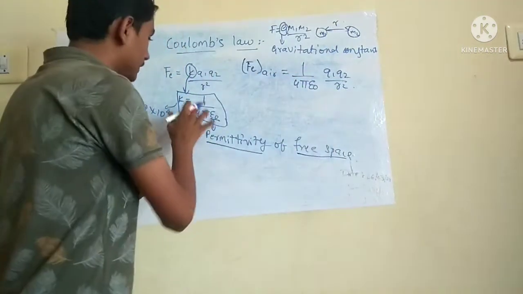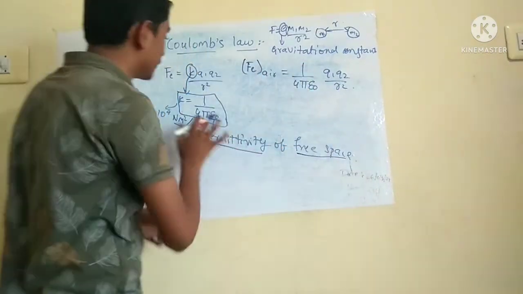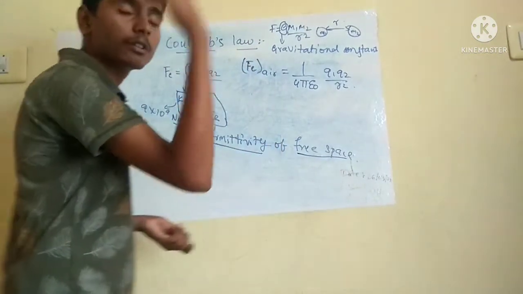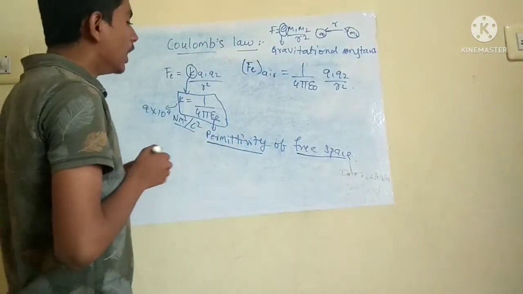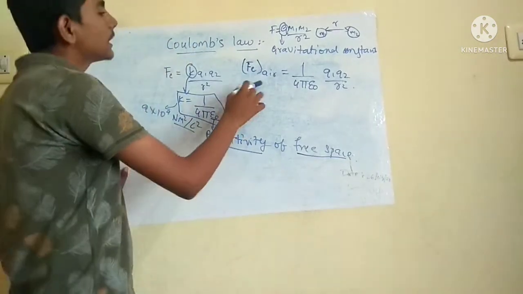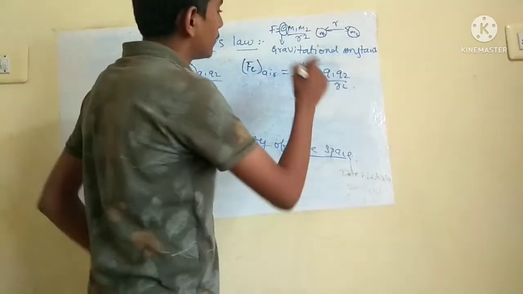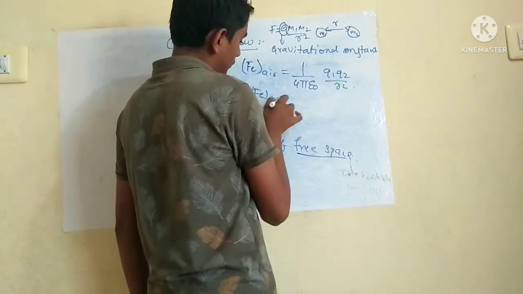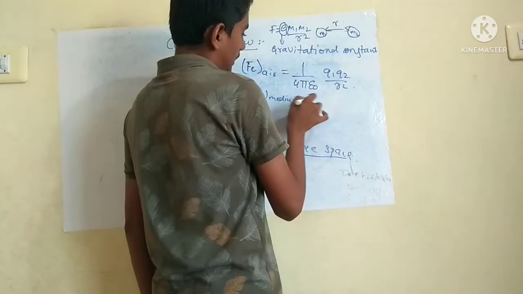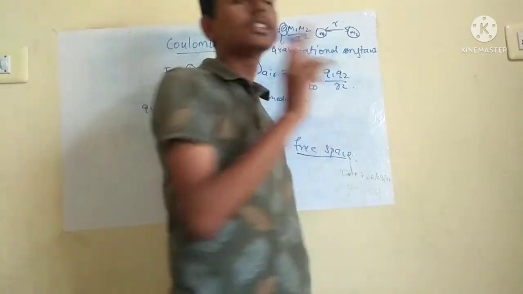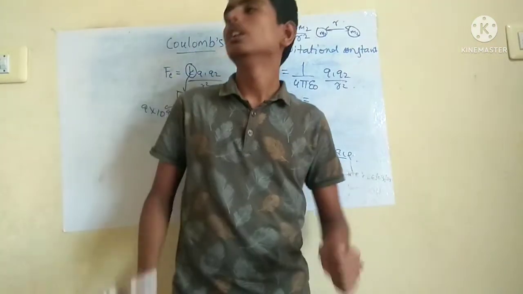Okay, but this k will vary from medium to medium because of this epsilon naught. This epsilon naught, the permittivity, will vary from one medium to another medium. How it varies? Now let's see. If you consider air as the medium, the force is this much. If you consider any medium other than air, then the electrostatic force between those charges will decrease.